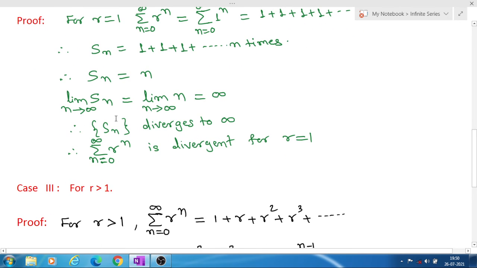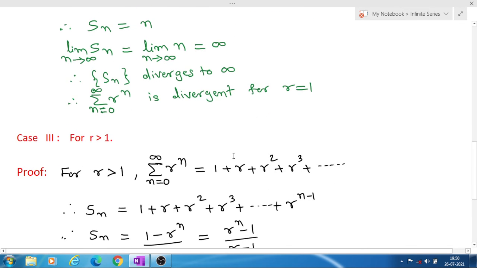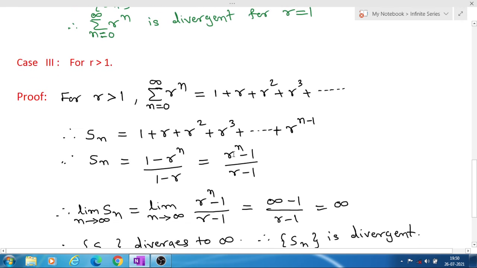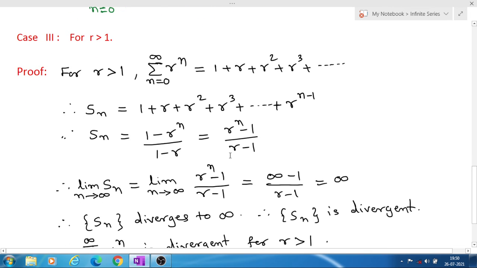Now if we take the limit of Sn, then the limit of Sn is equal to the limit of n, which is infinity, because as n tends to infinity, n becomes infinity. So the limit is infinity. Therefore this sequence Sn is divergent, and it diverges to infinity. Therefore our series is also divergent when r is equal to 1. So we have proved that when r is equal to 1, the series is divergent.